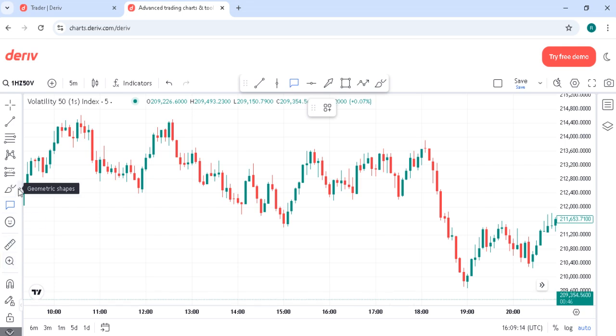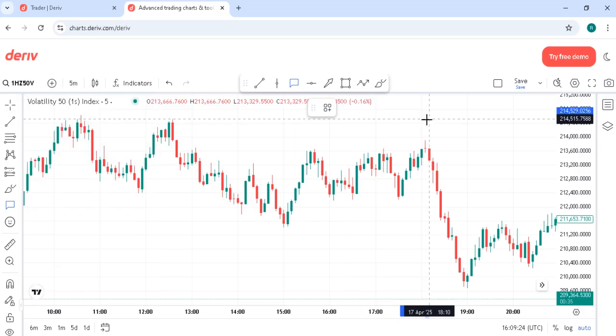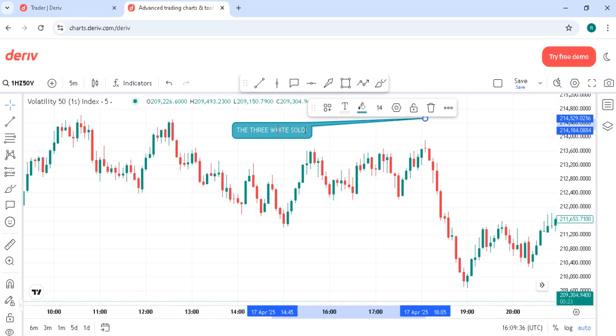This pattern is not very common, but once it appears, the chances of winning are so high. So it's a good strategy. So let's look at how it forms. That is the three white soldiers.